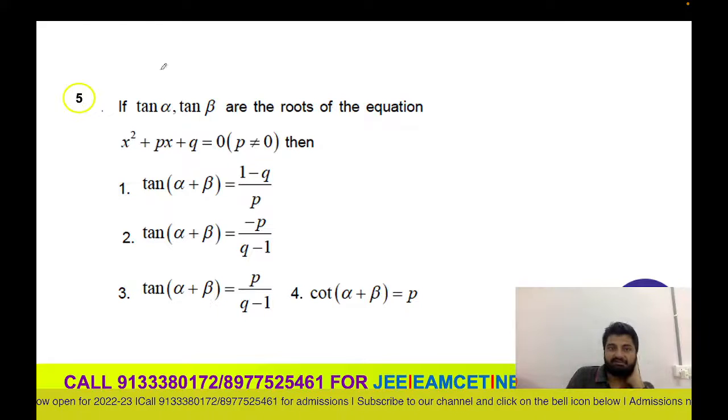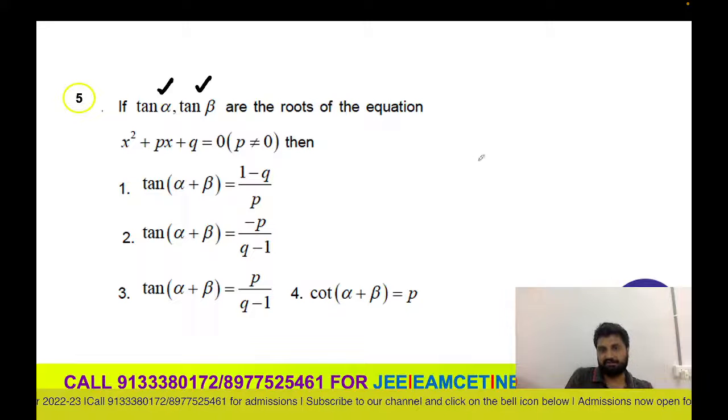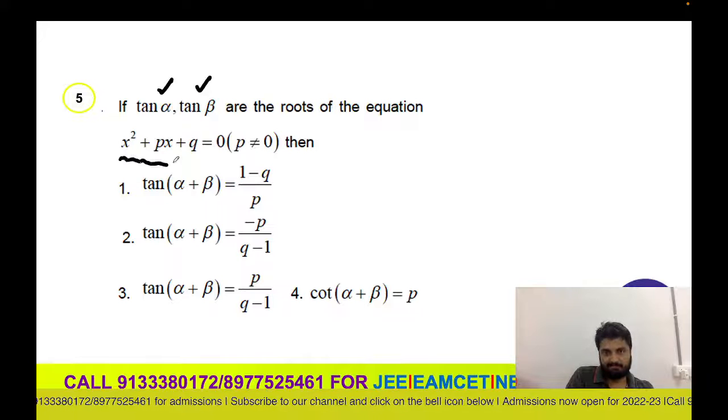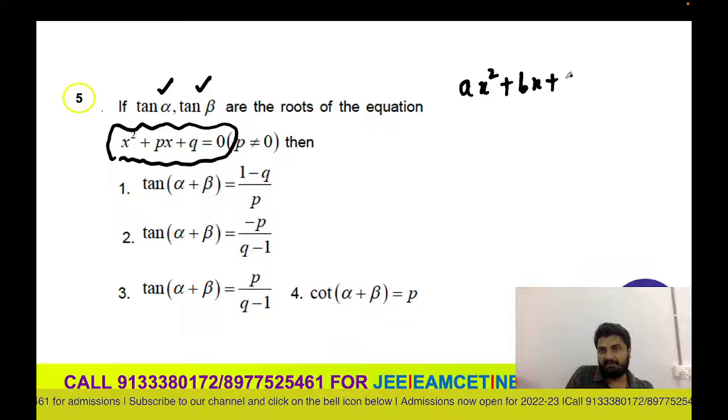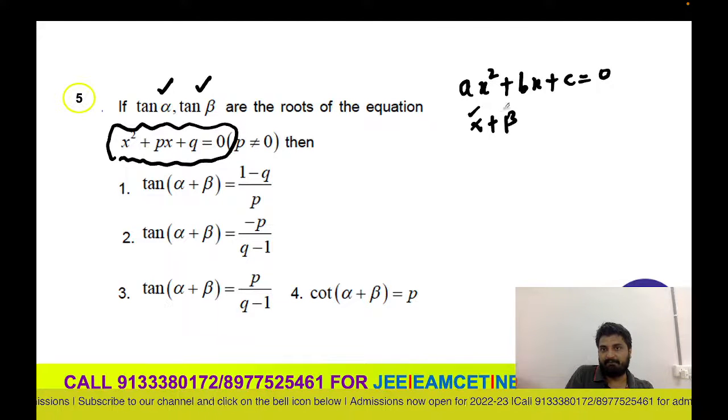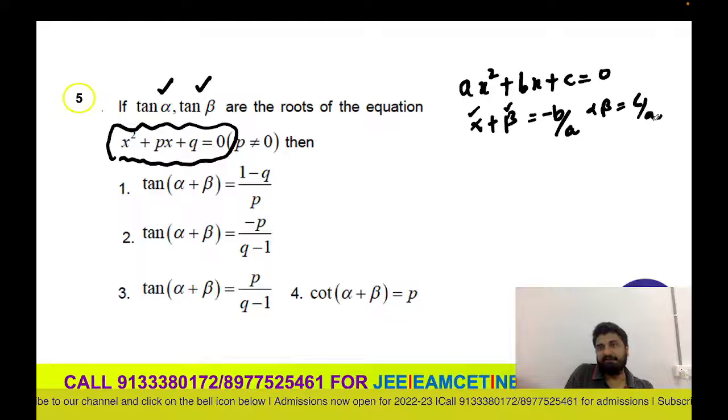We'll solve the last question of the day. If tan alpha and tan beta are the roots of the equation, then tan of alpha plus beta, and so forth, they have given. Now let's get going, guys. This is a quadratic equation. Suppose you have a quadratic equation ax square plus bx plus c equal to 0. If alpha and beta are the roots, the sum of the roots is minus b by a. The product of the roots is nothing but c by a.